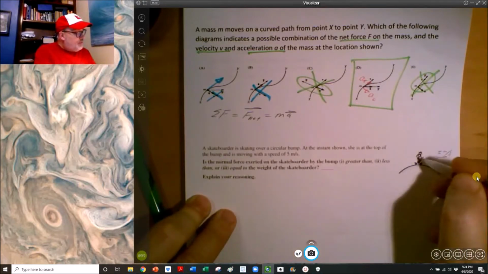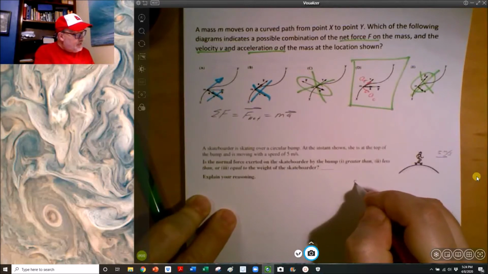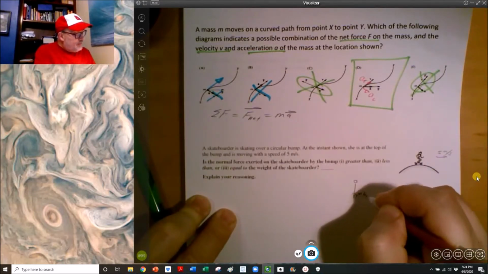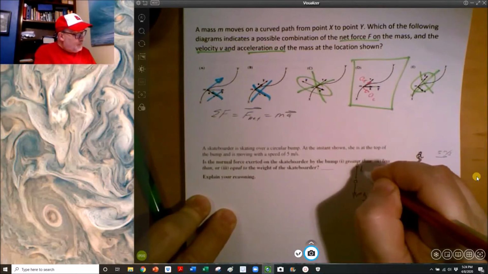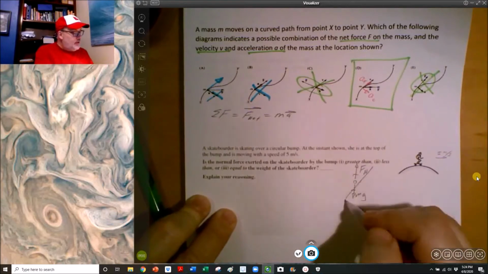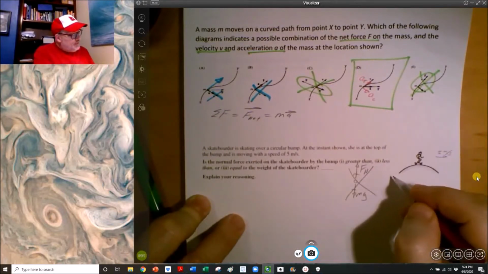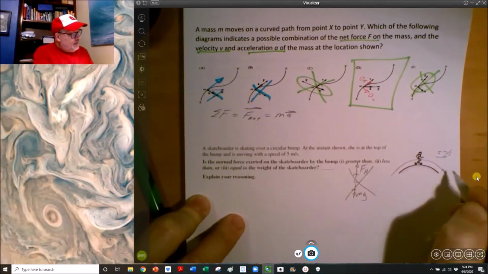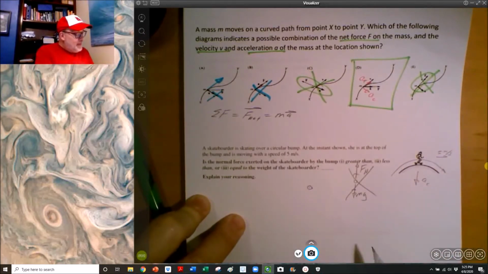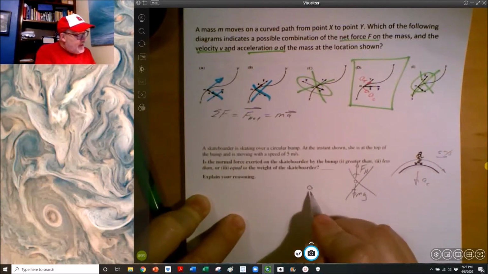Okay, so let's draw a free body diagram for the skateboarder. Here's our skateboarder right there. And there is a gravity force down and a normal force up. We would usually draw them like this, but that would be incorrect this time, because the skateboarder is going around an arc, so there must be an acceleration towards the center. That means we have to have a larger force downward.